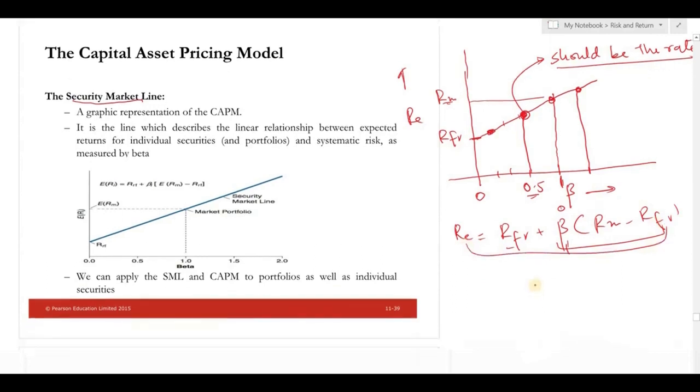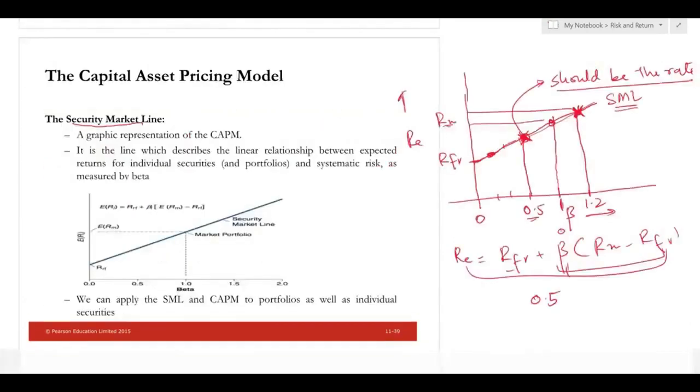So if the beta is 0.5, it should give the return of this much. If beta is 1.2, this should be the ideal or theoretically correct return of that stock. Okay, so that particular line is called the security market line. So we can apply this SML and CAPM to a portfolio as well as to individual securities. Okay, so we can do that.